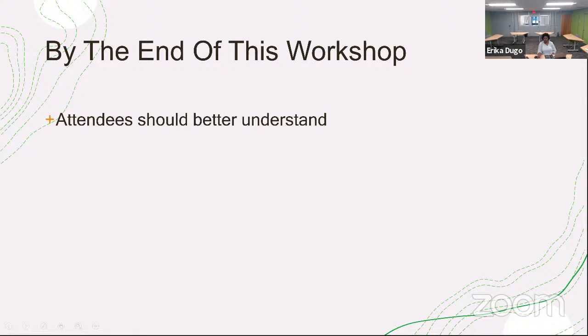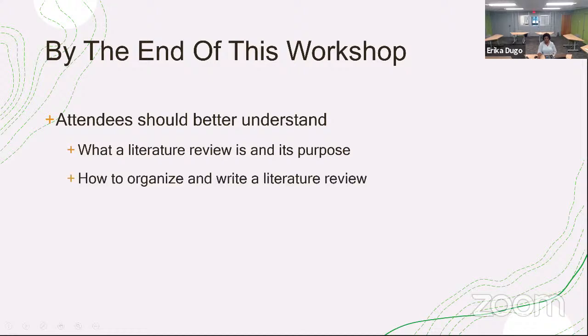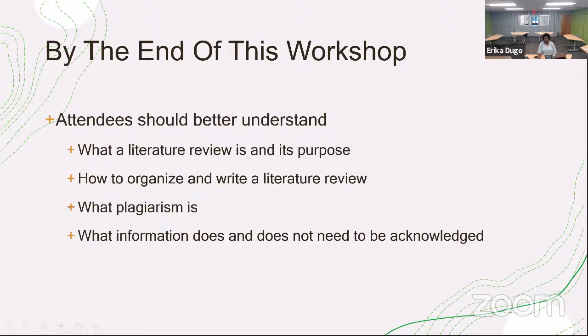So by the end of this workshop, you should be able to understand what a literature review is and what its purpose is. You should know how to organize and write a literature review. You should also know what plagiarism is and what information does and does not need to be acknowledged when you're citing your sources, as well as how to avoid plagiarism in your own work.